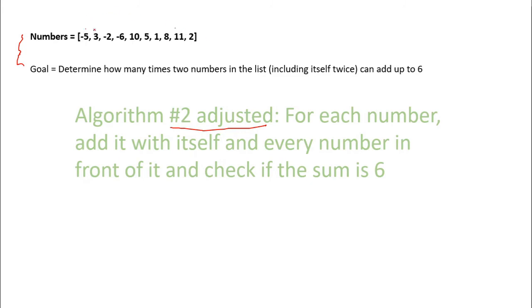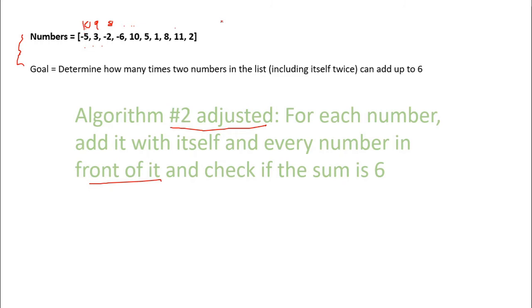And so when we get to 11, we really don't have to check backward because we already know that that pair exists. And so what we can do is for each number, add it with itself and every number in front of it, and check if the number is 6. So for instance, we would have 10 numbers to check for negative 5 because itself, 3, negative 2, so on, but only 9 numbers to check for 3, only 8 numbers to check for 2, and so on. So this would be more like the sum of 1, 2, 3, 4, 5, 6, 7, 8, 9, 10, or the sum of 1 to n is going to be the number of things we have to do in the list.